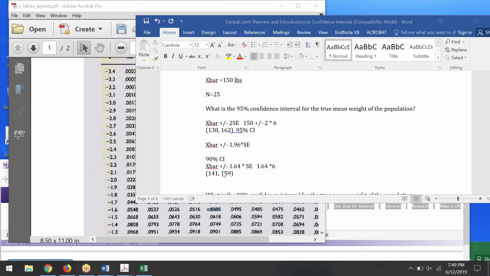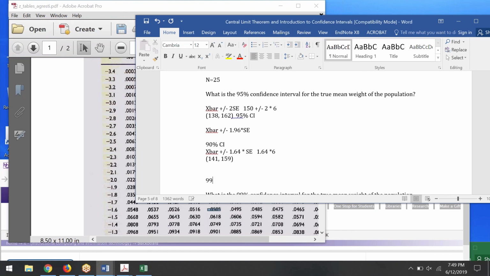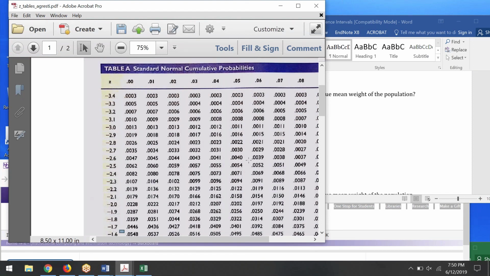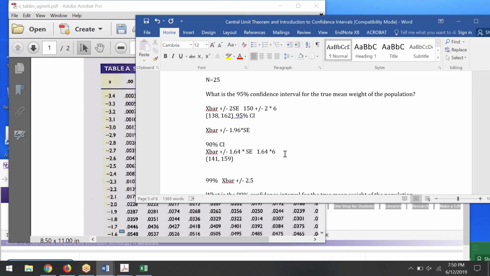So in fact, just so you know, I'm not going to bother to look it up on the table, but if you want a 99% confidence, you would do x bar plus or minus 2.58. Let me make sure. 2.58 would be 2.58 standard deviations above and below the mean. 2.58 times the standard error, right?